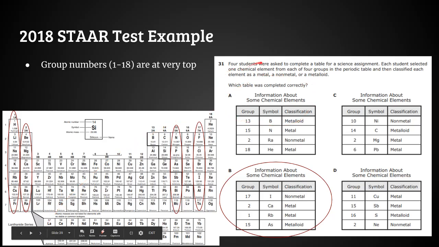Skip on over here. For students, we're asked to complete a table for a science assignment. Which table was completed correctly? And we see here that this one is completed correctly. We have our non-metal in group 17. These are, yep, non-metals. And then in group 2, we have a metal. Yep, that sounds right. In group 1, our metal, rubidium, down here. Yep, that's a metal. And arsenic, which is a metalloid right there. And yes, group numbers are going to be up here, so the 17 would be the group number.